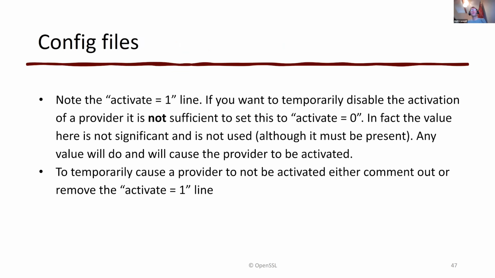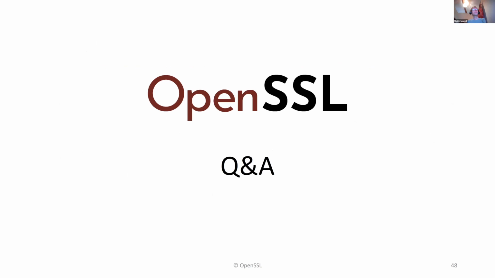So one thing to note about that activate = 1 line is it's not sufficient to set it to 0. That catches a few people out. In fact, the value isn't significant at all. You have to have a value, but what that value is isn't significant. We recommend to set it to 1. But if you actually want to not activate by default, then you actually have to either comment the line out or just delete the line. And that's it for this talk.